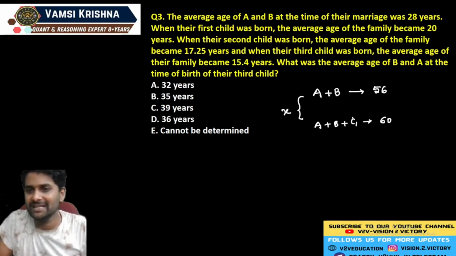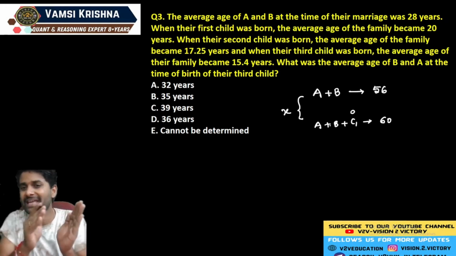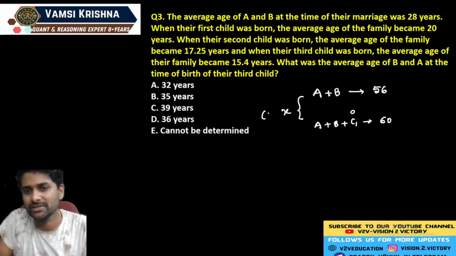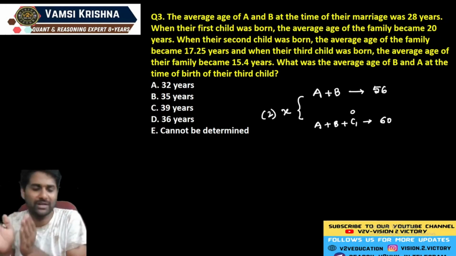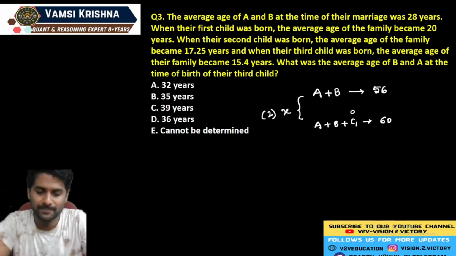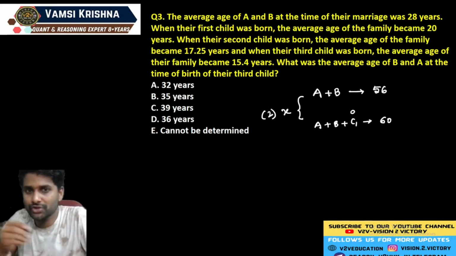At the time of birth, the child's age is 0. What about A plus B? A plus B is equal to 60, which means each person increases exactly 2 years. Now you should understand that after 2 years of their marriage, child 1 is born. Hope the calculation is clear. How you will get X is equal to 2 years. Why? Because it is not mentioned how many years after that the kids are born. Now you should identify that.